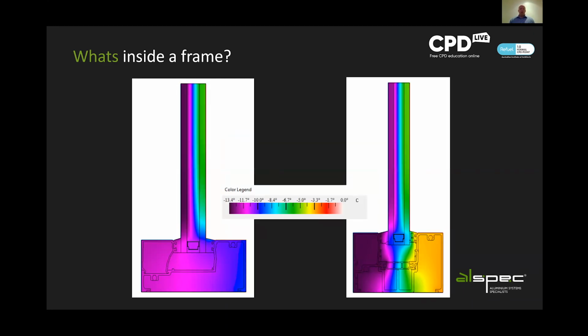And we can see that on the sill as well. Same correlation. You're getting a much larger degree of thermal difference, which means you're keeping heat within the building in a thermally broken version. You're allowing heat to escape on the non-thermally broken version.